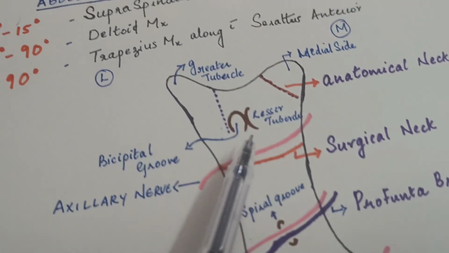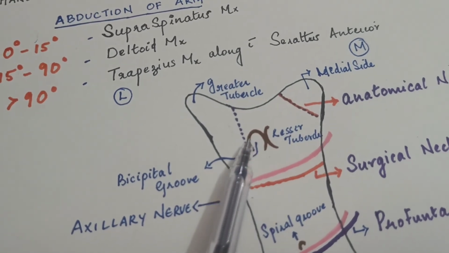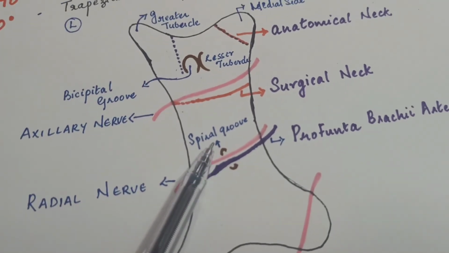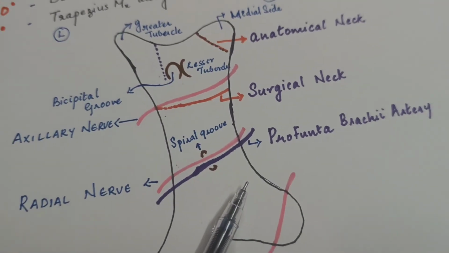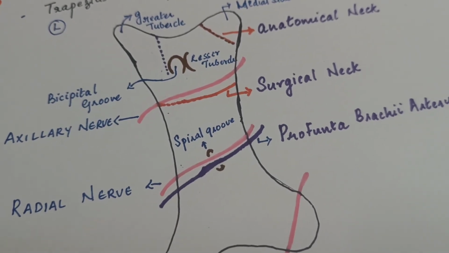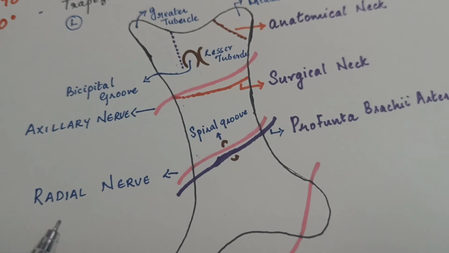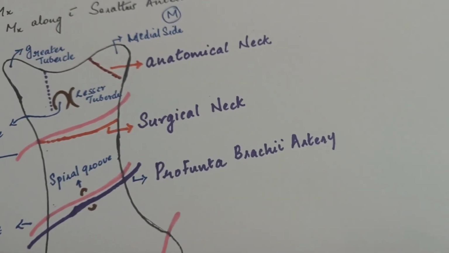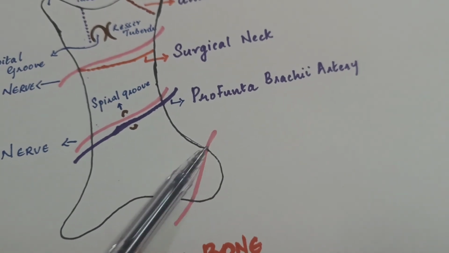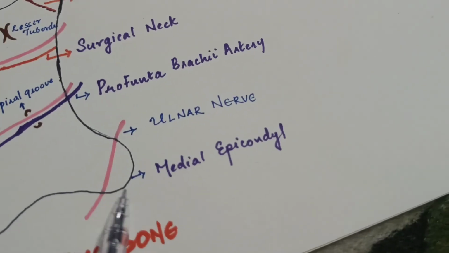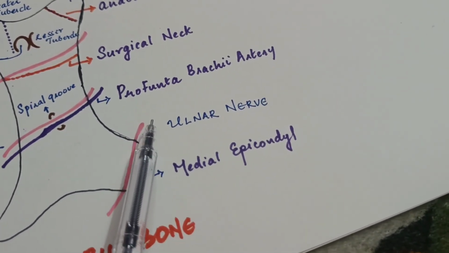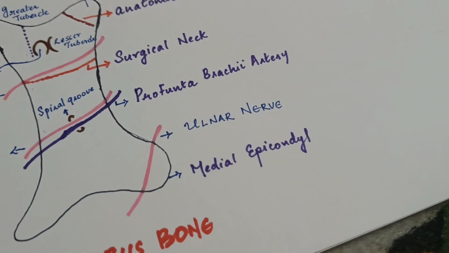We already discussed a groove in the upper side. That is the bicipital groove, and on the lower side there is also a groove called the spiral groove. Through the spiral groove, which artery and nerve are passing? The nerve is the radial nerve, and the artery is the profunda brachii artery. Last one, which nerve is on this medial side? This bulge part is our medial epicondyle. Near the medial epicondyle, the nerve passing is the ulnar nerve.